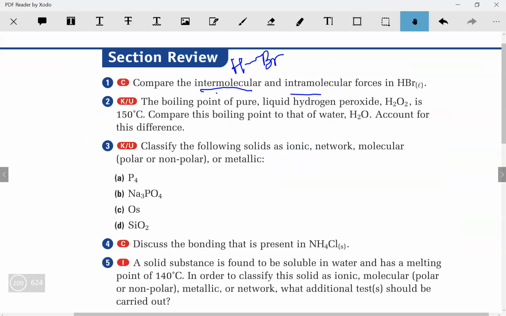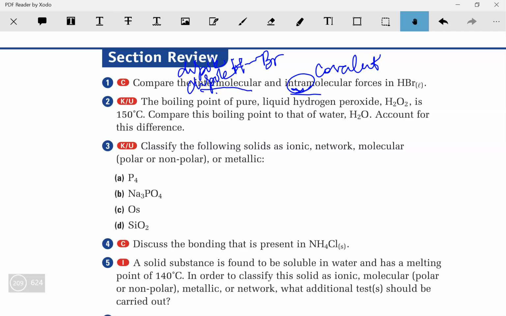So that's polar covalent, we know that. Therefore, the intramolecular forces are covalent. Intermolecular forces will be dipole-dipole forces, because intermolecular forces mean the forces in between two molecules. Intra means inside HBr. So hydrogen peroxide has a higher boiling point than water.